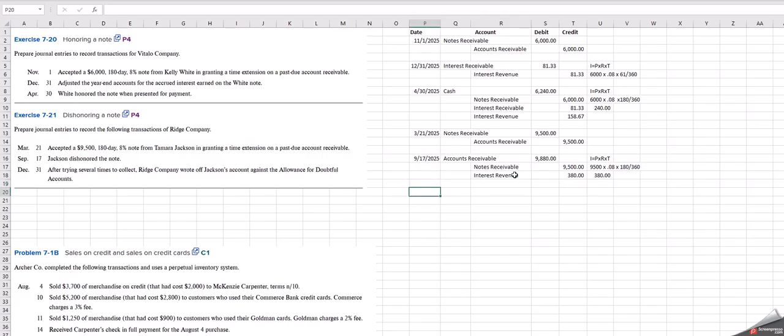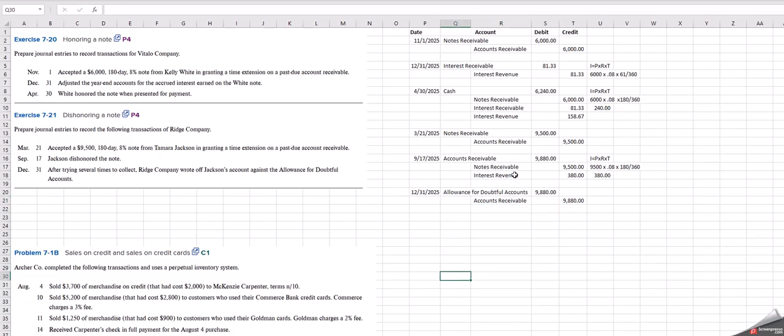Then on December 31st, after trying to collect several times, we decide to write it off against the allowance for doubtful accounts. So we will debit the allowance for doubtful accounts for the $9,880, and then we will credit the accounts receivable. When we write it off, it's always in accounts receivable, so we're going to transfer it back in there.